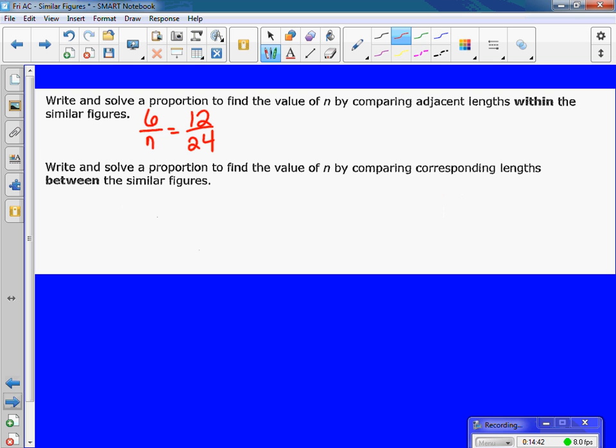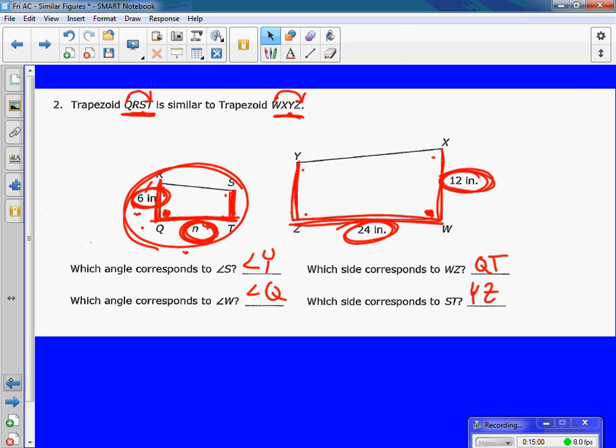Now luckily this one's kind of easy because we can look and say, okay, 6 to 12, that means I'm dividing by 2. 24 to n, divide by 2. So n is going to be 12 inches. Now we want to write and solve a proportion to go between the similar figures. Okay?